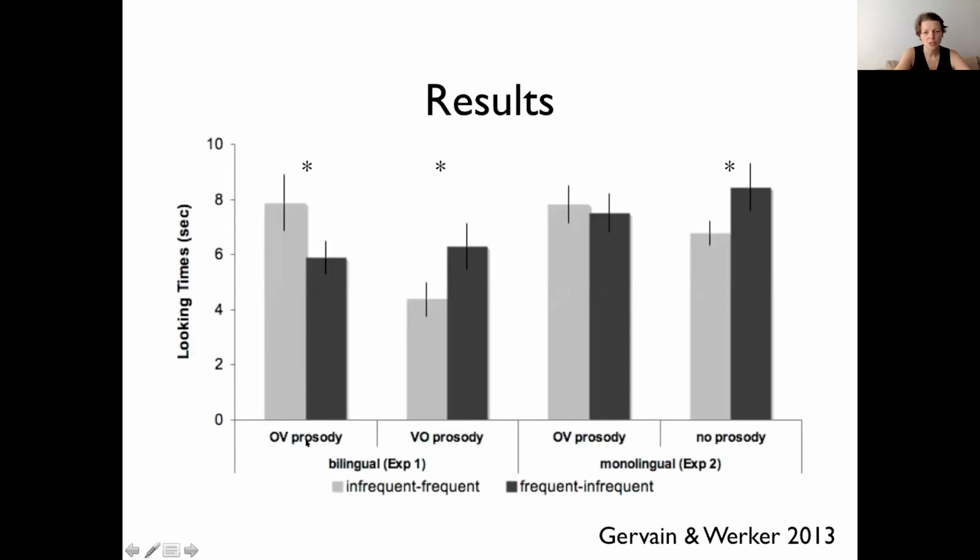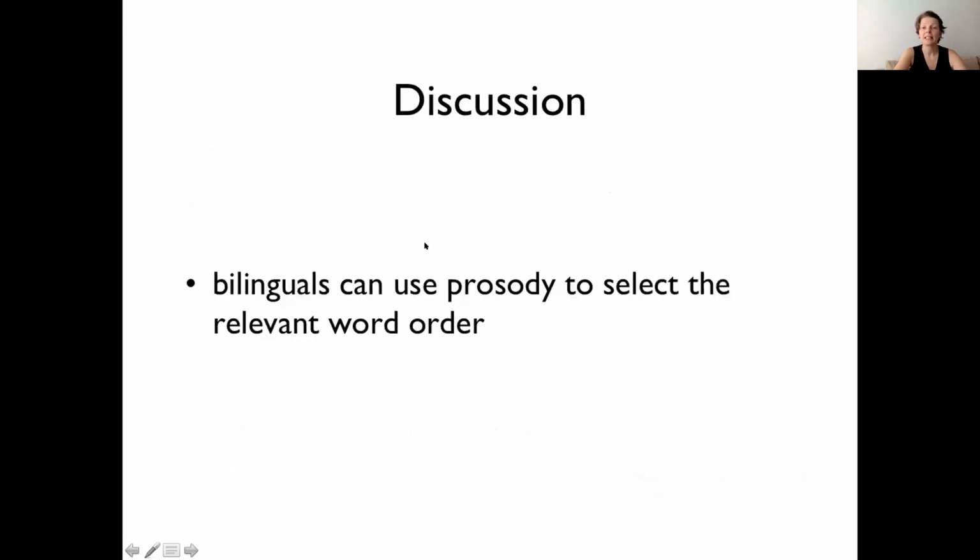So indeed, when we expose them to Japanese-like pitch contrast prosody, they looked longer at the frequent final items. And when we expose them to the durational contrast, so frequent initial type of prosody, then actually they look longer at the frequent initial sequences. So it looks like they were able to indeed use prosody to select between the two word orders, so combining the frequency cue with the prosodic cue.